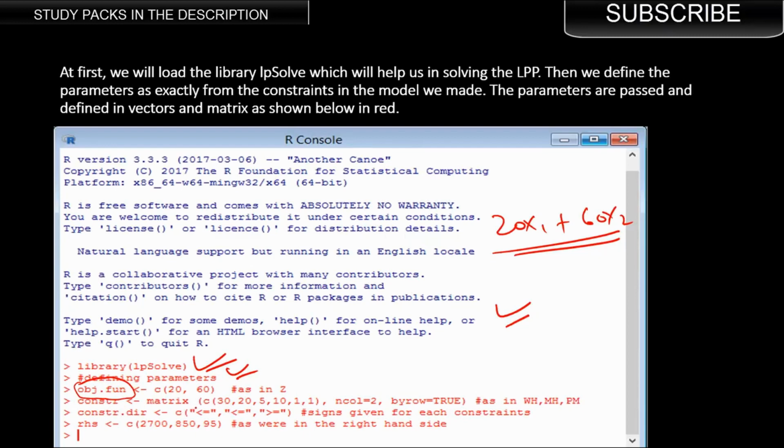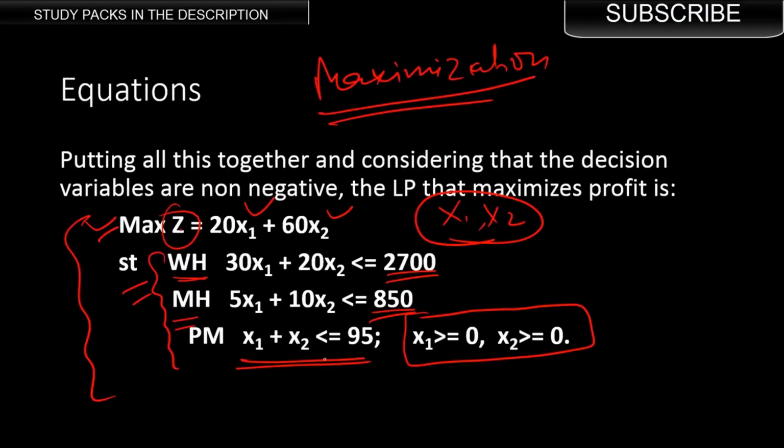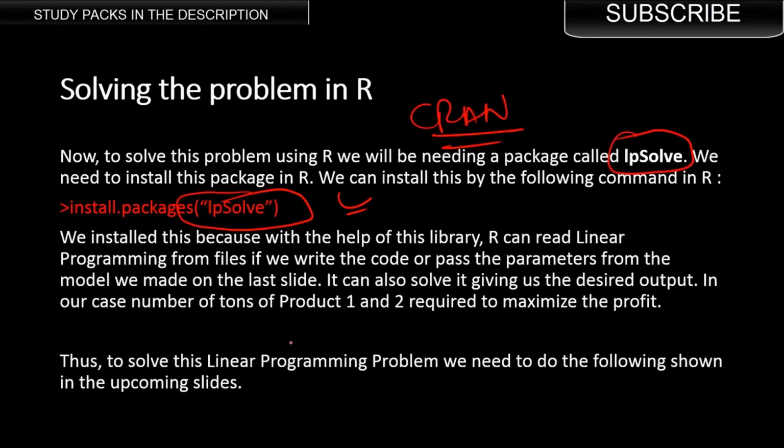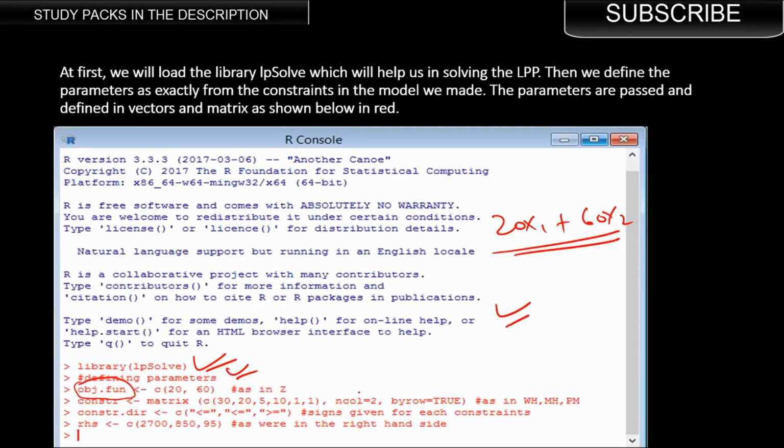Just have a matrix as such, and then you do the same thing for the constraints as well. So we have a matrix for the constraints. We have got three constraints, right? The first constraint has the coefficient values 30 and 20, the second one has 5 and 10, and the third one is 1 and 1. So we'll put that in a matrix form, in the column and row form.